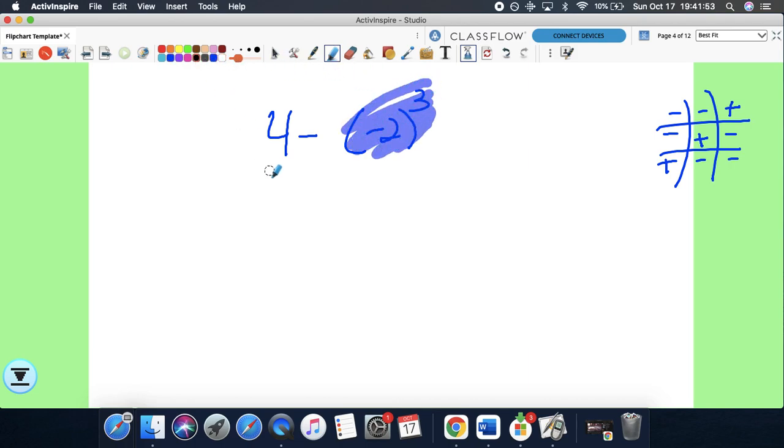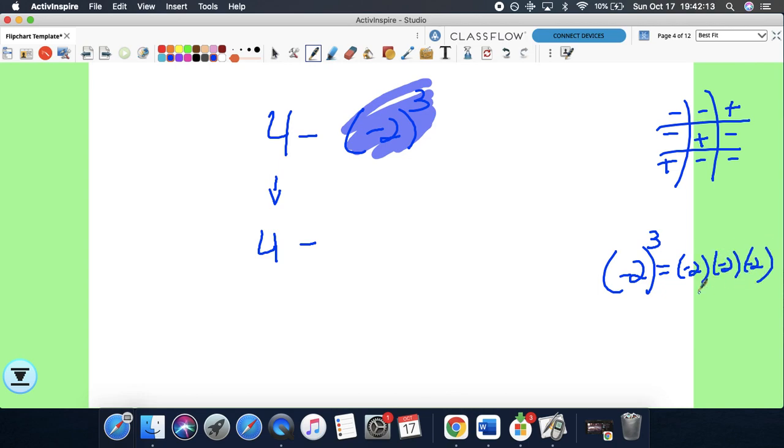So this, I'm going to copy. All right, so this is going to come here. Minus, and then here, let's take this to the side. Negative 2 to the third power. It's negative 2 times negative 2 times negative 2. Negative 2 times negative 2 is positive 4. And then 4 times negative 2 is a positive times a negative, so I get negative 8.